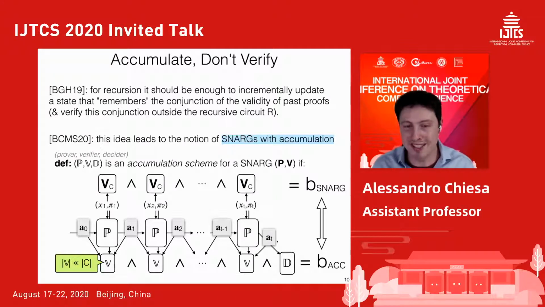Also, if you've heard of set accumulators like RSA accumulators, it's unrelated. This is a paper with some of my students and Benedikt Bünz. We had to choose some name. There was batching, aggregation, accumulation. We chose accumulation, but it has nothing to do with set accumulators.